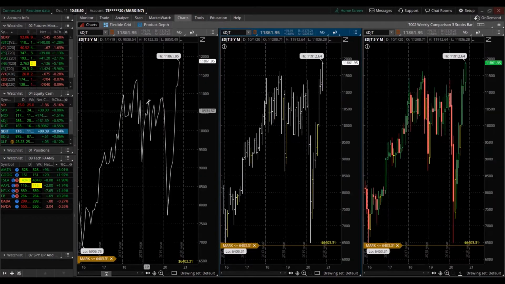Here we're looking at the Dow Transports. It's near the all-time high, breaking out of a huge consolidation. Bar chart here, see that, a huge consolidation. Candlestick, huge consolidation, and we broke out of it.